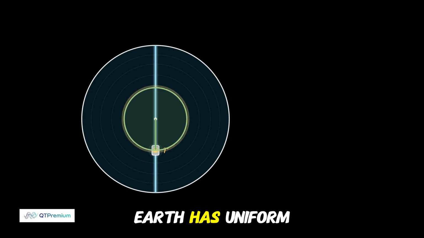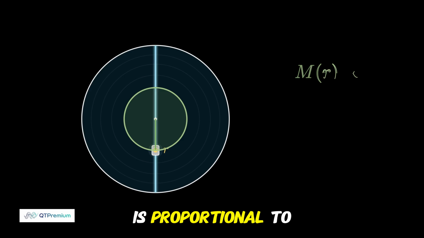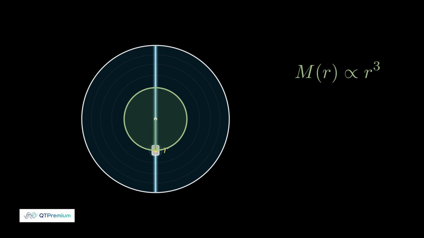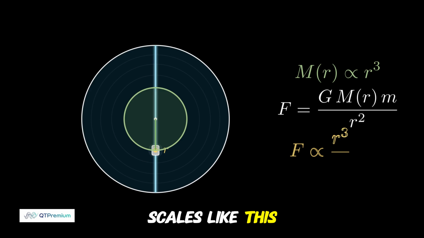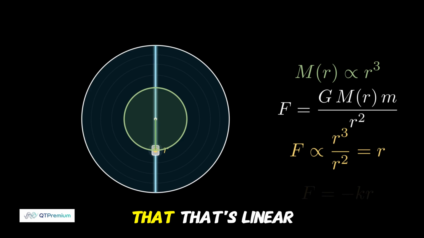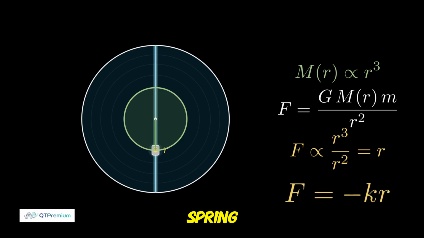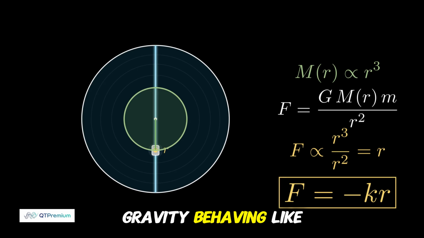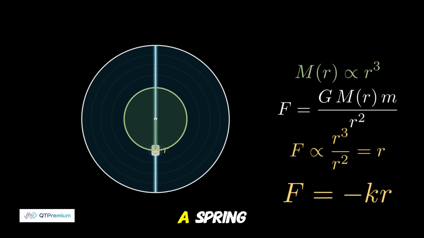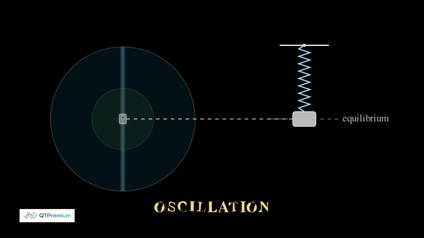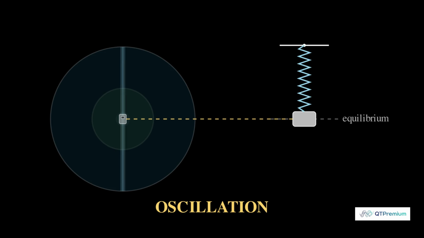Now assume the Earth has uniform density. That means mass is proportional to r cubed. Plug that into Newton's law. So the force scales like this. Wait a second, that's linear, like the force law of a spring. So instead of gravity behaving like normal, inside the Earth it becomes like a spring, which means this isn't just falling anymore, this is oscillation.